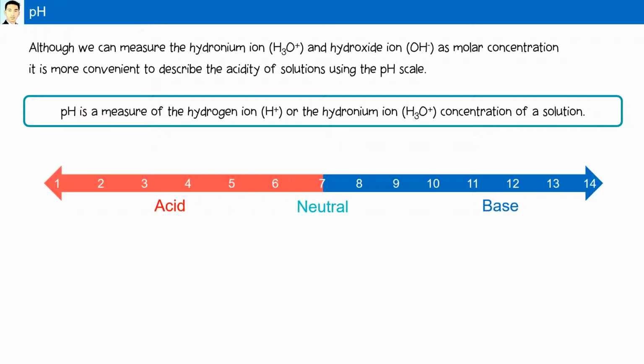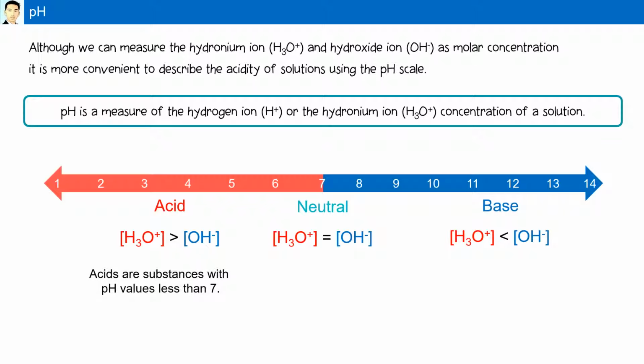7 is neutral. For an acid, the hydronium ion concentration is greater than the hydroxide ion concentration. For a base, the hydroxide ion concentration is greater than the hydronium ion concentration, while for a neutral solution, the hydronium ion concentration is equal to the hydroxide ion concentration.